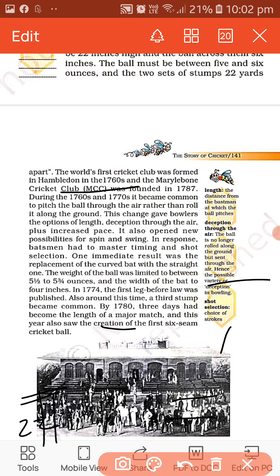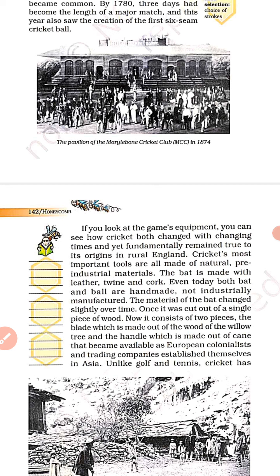And children, next let's learn about the equipment of cricket. The most important equipment associated with cricket continues to be handmade even today. So today also they use equipment which is made by hand. They don't use man-made products.